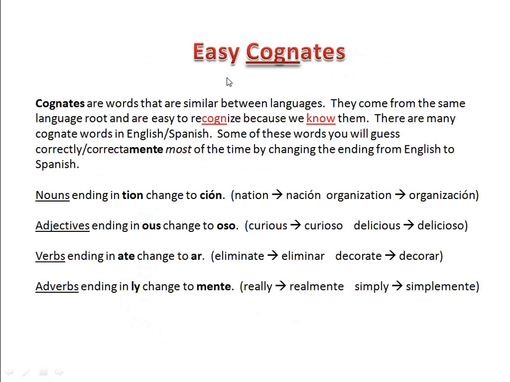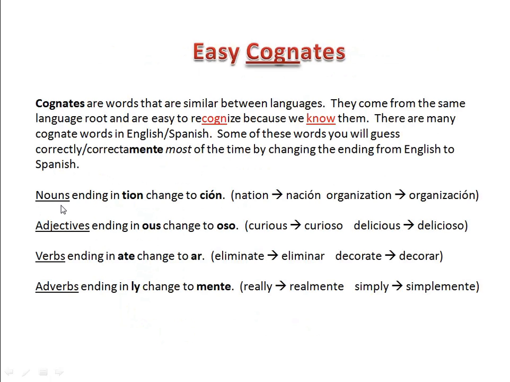Cognates help make things easy. Cognates are words that are similar between languages. They come from the same language root and are easy to recognize. Notice same word: cognate, recognize, because we know them. These are related to the word cognition, or knowing. There are many cognate words in English and Spanish. Some of these words you will guess correctly, correctamente. This is a cognate word for correctly. Most of the time this works by changing the ending from English to Spanish.